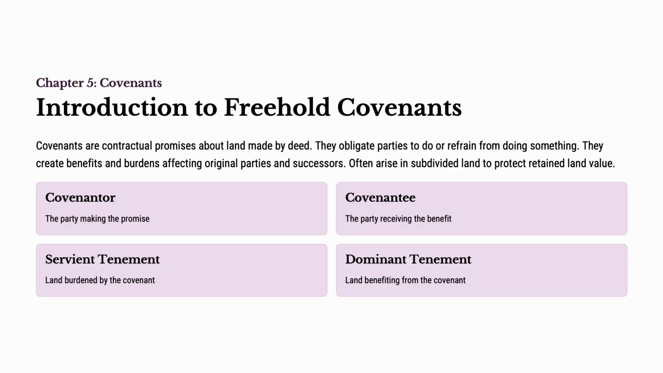So let's start with the fundamentals. A covenant is a contractual promise about land made by deed. A covenant obligates parties either to do something or to refrain from doing something. They create benefits for one party and burden for another party. And crucially, these benefits and burdens may affect not just the original parties, but also their successor in title, meaning whosoever buys this land.